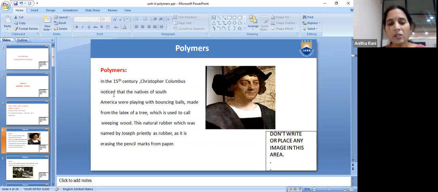Latex means white milky liquid. They are playing with that ball, which used to be called weeping wood, flowing that white liquid. This natural rubber was named by another scientist, Joseph Priestley, as rubber, because it erases pencil marks on paper. So this polymer was invented in the 15th century only, but the name was given by Joseph Priestley.